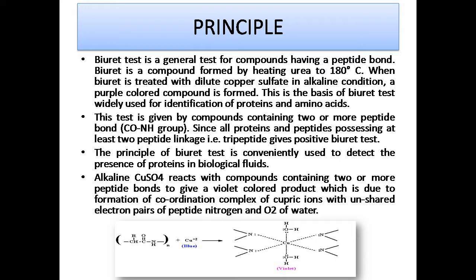Alkaline copper sulfate reacts with compounds containing two or more peptide bonds to give a violet colored product, which is due to the formation of a coordination complex of cupric ions with unshared electron pairs of peptide nitrogen and oxygen of water. This is a very common method of protein estimation and identification. The only disadvantage is that it sometimes cross reacts with the ammonium sulfate present in the protein sample.